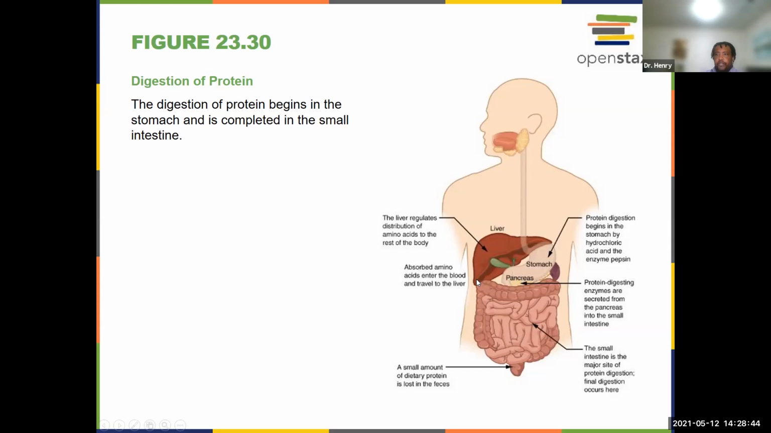During this process, your amino acids are going to be absorbed, and then they're going to enter the bloodstream and travel to the liver. And then the liver is going to be responsible for distributing the amino acids to the rest of the body.